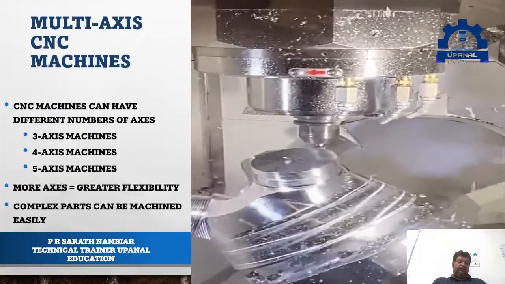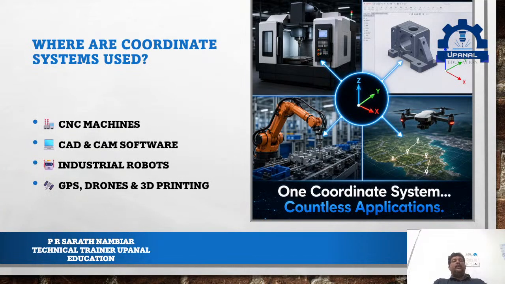Now, let's see where these coordinate systems are used. Coordinate systems are not limited to just CNC machining. In fact, they are used in many technologies that we interact with every day. Let's begin with CAD software like SolidWorks, AutoCAD, CATIA, NX, Rhino, anything. Whenever you create a sketch, draw a line, or model a part, every feature is placed using X, Y, and Z coordinates. Without the coordinate system, the software wouldn't know where to create or position your design.